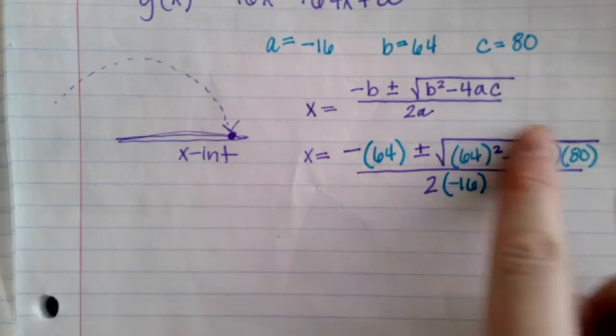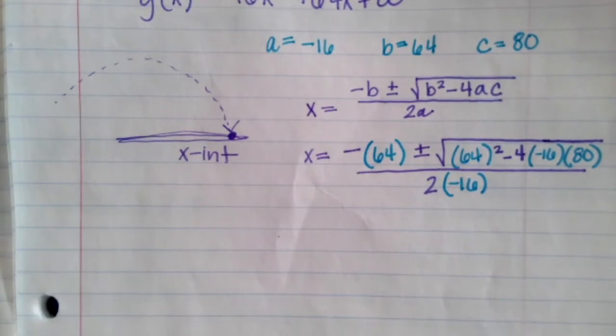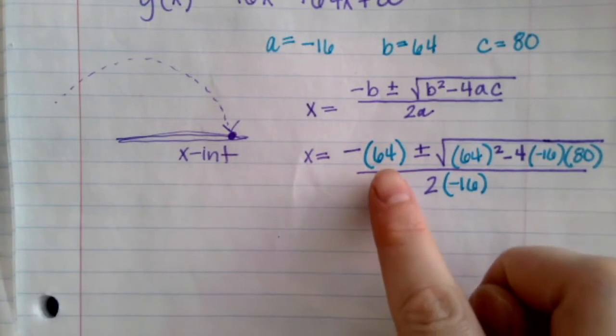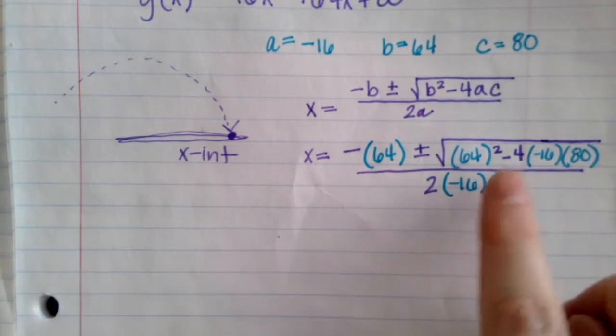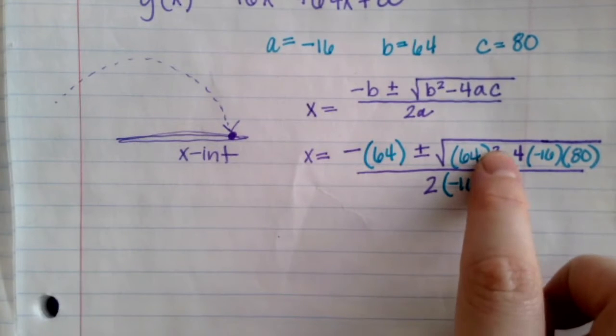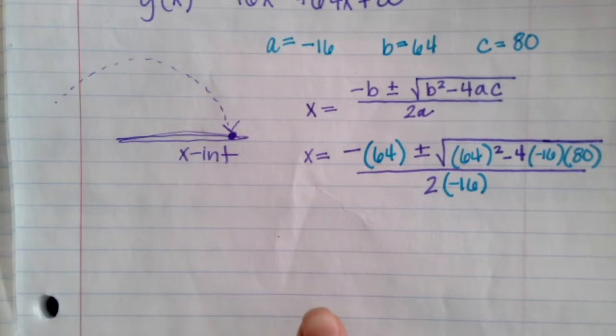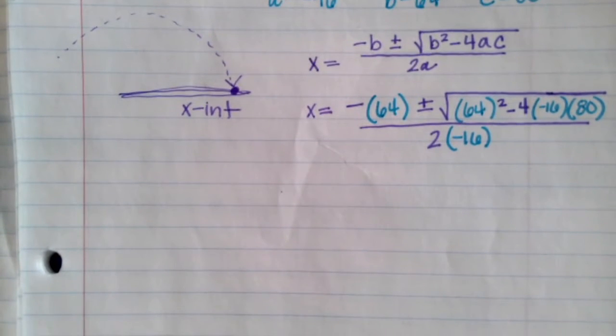So this is what it looks like plugged in, and you can look at your work compared to this work and see if you have those plugged in correctly. Make sure they're all in the correct spots, you don't forget any negatives, you didn't forget the squared, things like that. Once you know you have it plugged in correctly, then we start simplifying, and we simplify it in 3 parts.